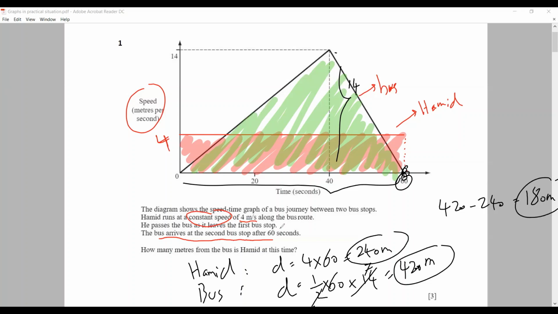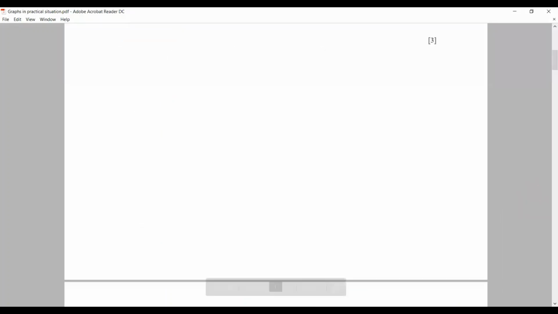And remember, both of them are traveling along the same route, right? So I hope it's clear. Don't misunderstand this with a distance versus time graph. The interpretation over there is totally different from what we got here. Okay, I hope that was clear. Moving on to the next question.